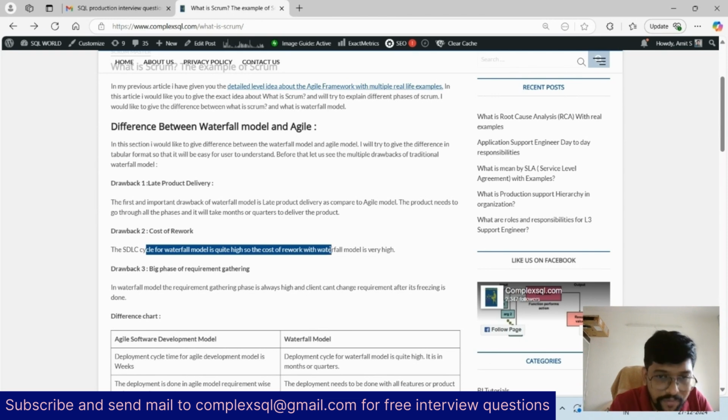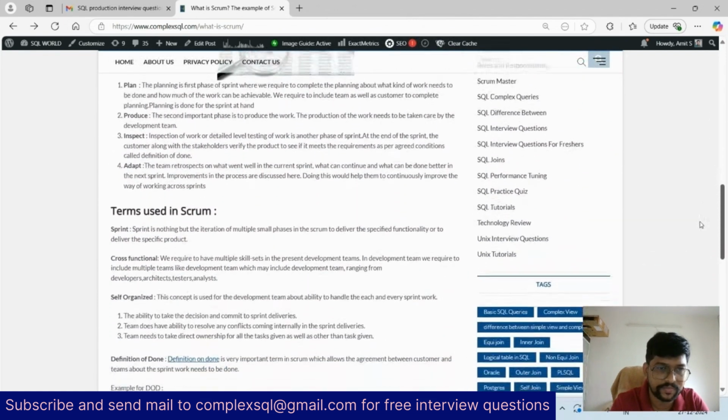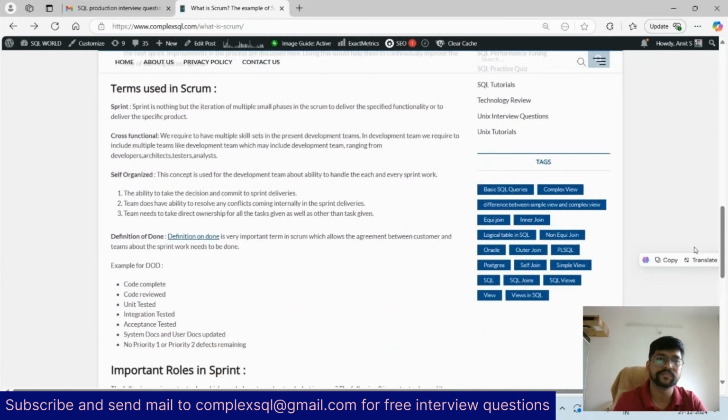So the cost of rework is high in the agile approach. Big phase of requirement gathering. In the waterfall model, requirement gathering is a big phase, but in the agile model, you are required to gather the requirements for only some functionalities, some features. So it is small as compared to the waterfall model. Okay, this is about the waterfall model and agile model difference.